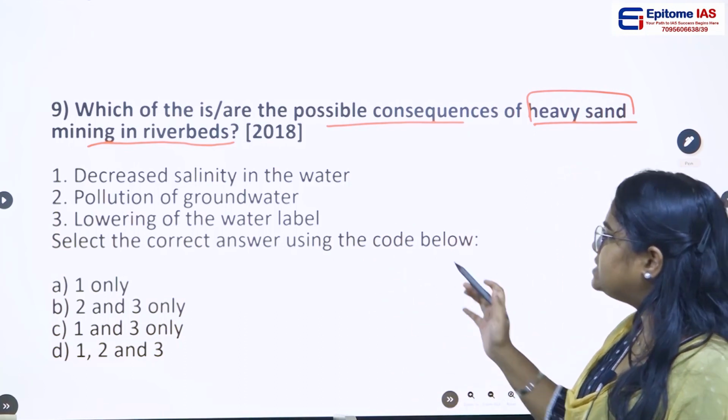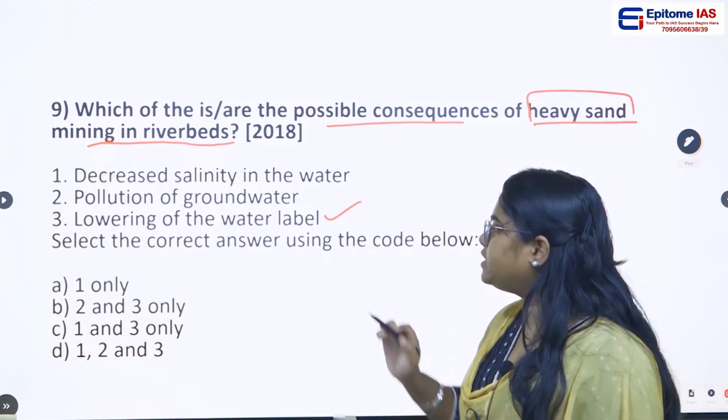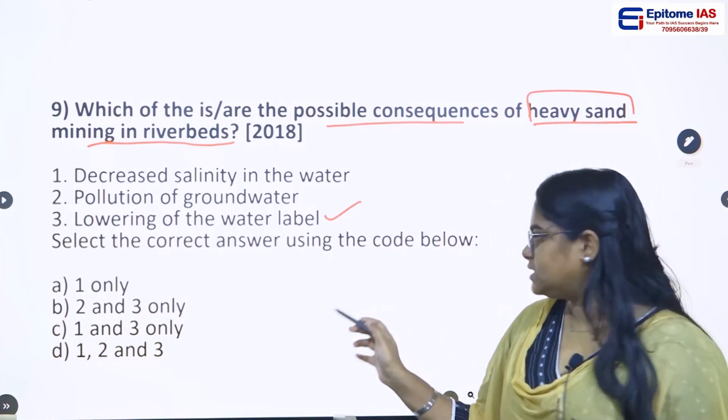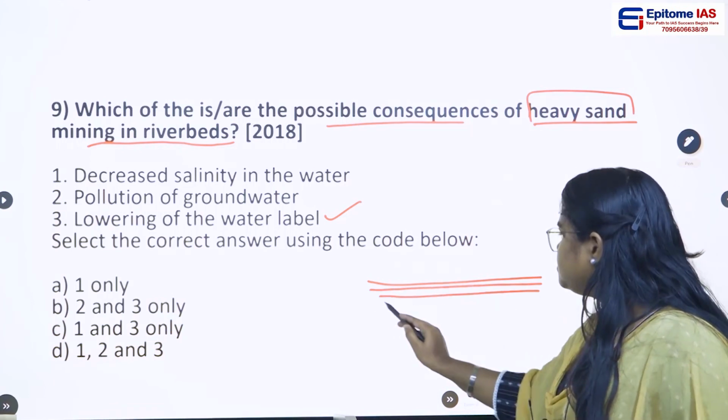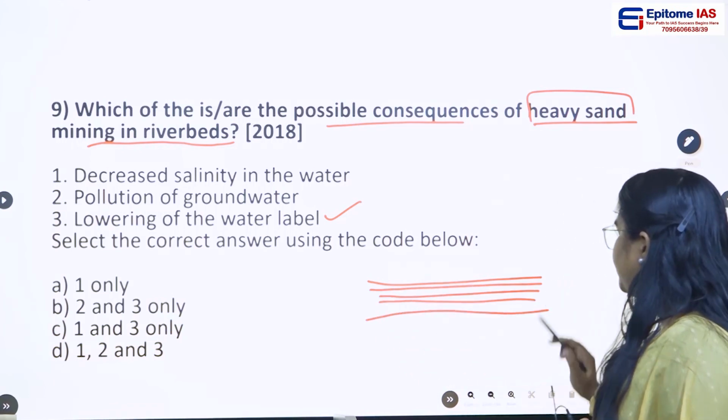If you see this, yes, lowering of the water table is there. Why? Let's say these are the sand which are there in the riverbed.